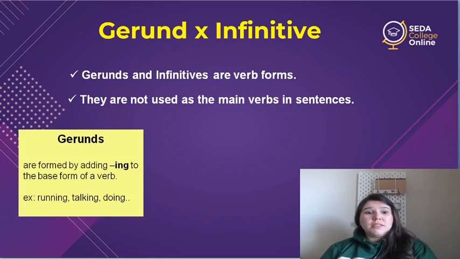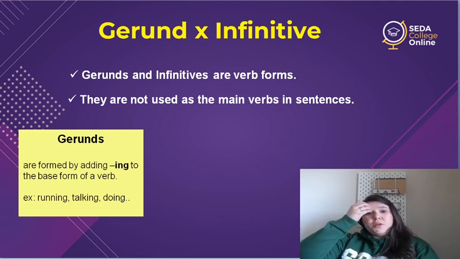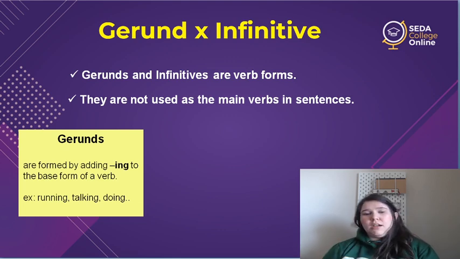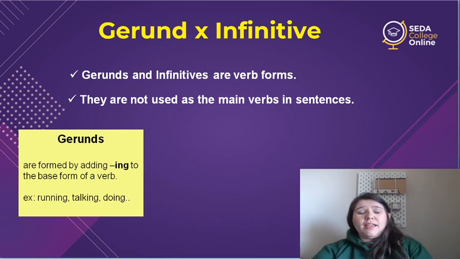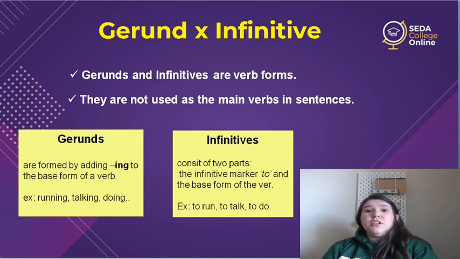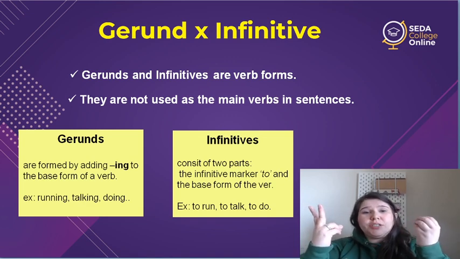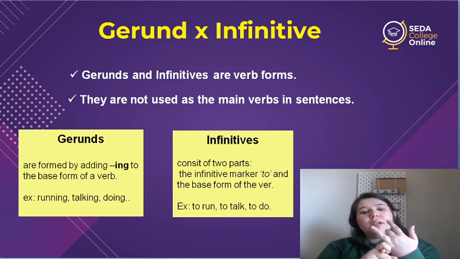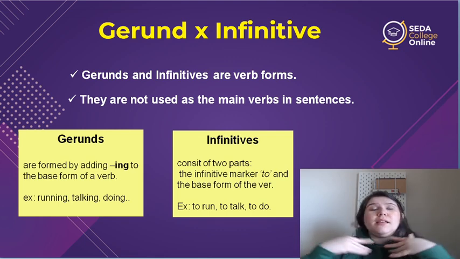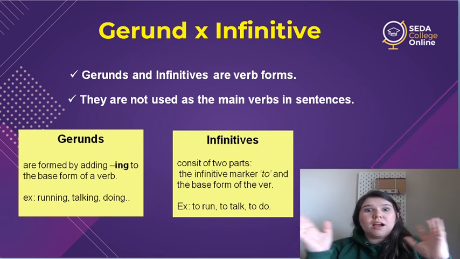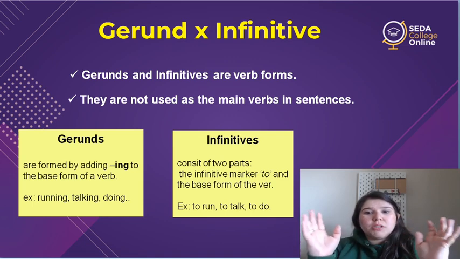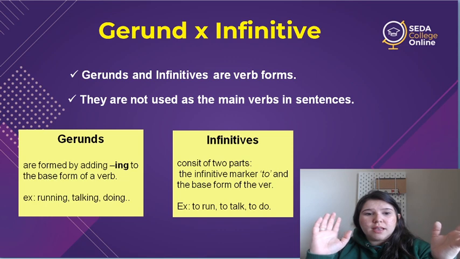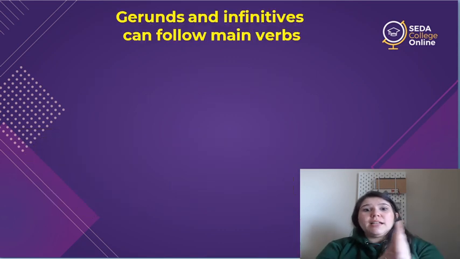So the gerund is formed by adding -ing to the base form of a verb, like running, talking, doing, etc. And infinitives consist of two parts. So we need the infinitive marker "to," and then the base form of the verb. So to run, to talk, to do, to speak, etc. Okay? So these are the two verb forms that we're going to talk about today. Gerunds and infinitives.